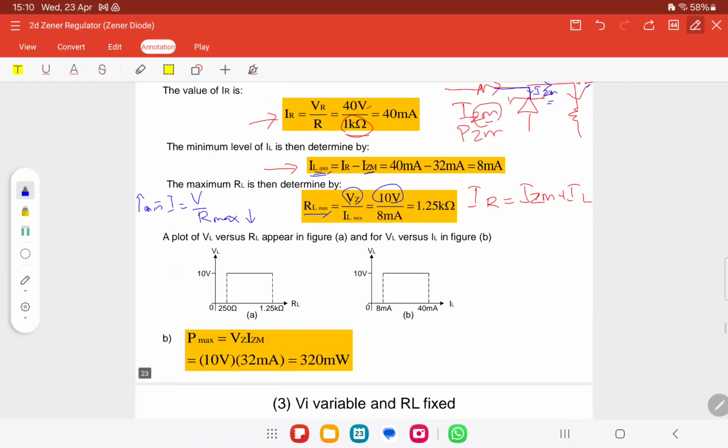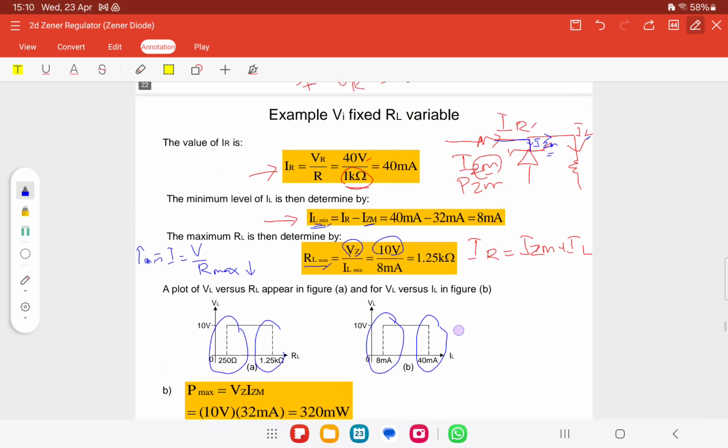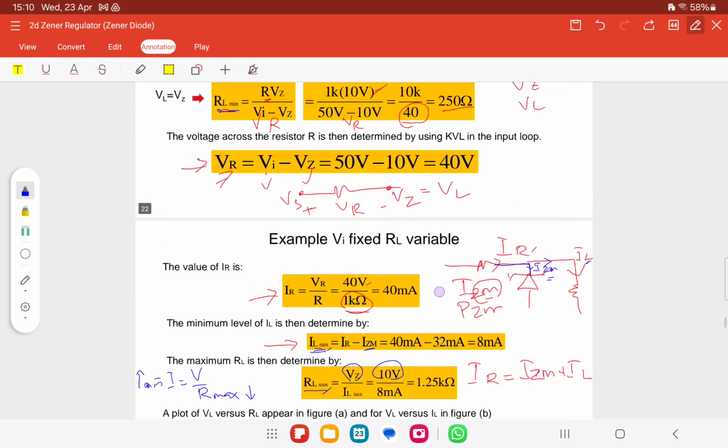Okay, so the condition dia actually like this lah. Okay, this one is the resistor kecil, the current will be besar. Okay, if the resistor besar, the current will be kecil. Dia terbalik. Okay, so these are the values that can flow dekat dalam the variable resistor.